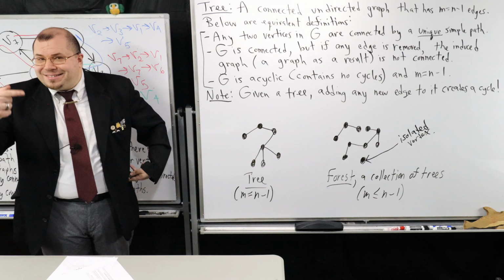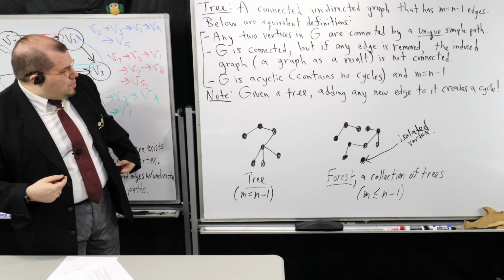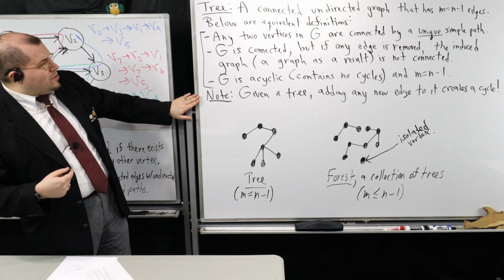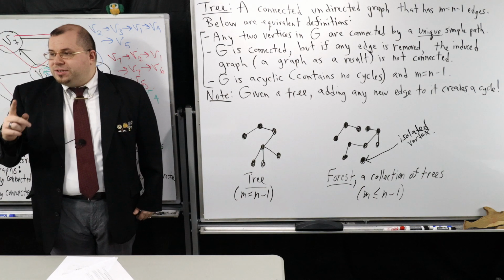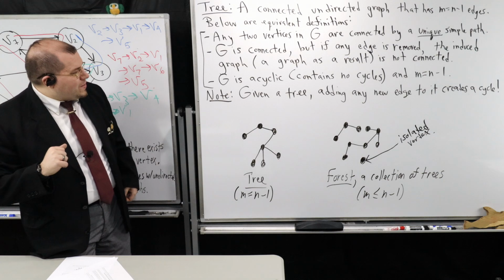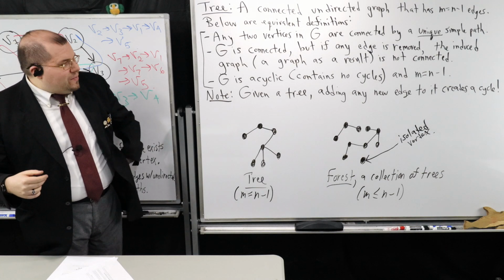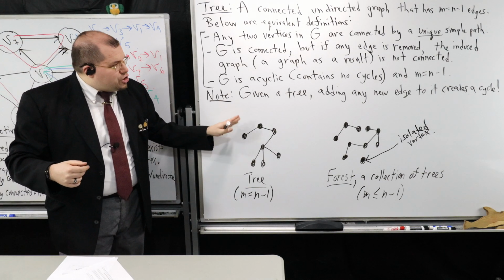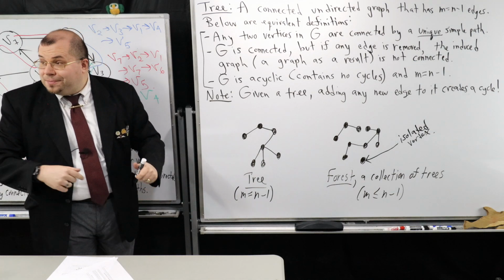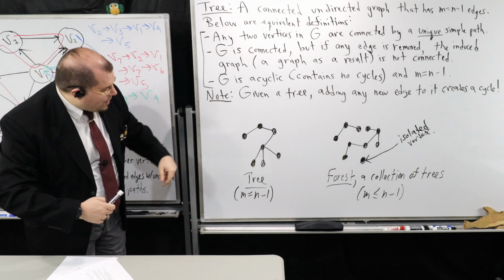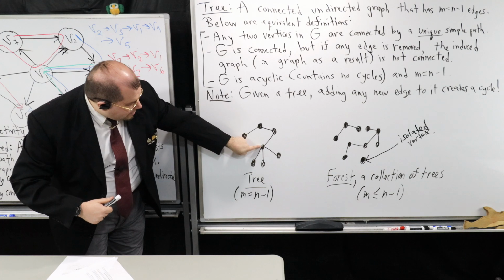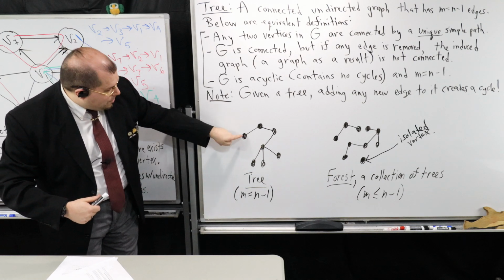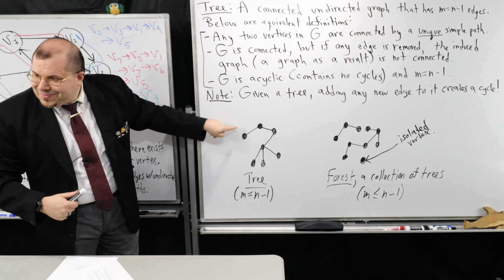So you cannot find a single cycle in it. One neat property, and keep in mind there is another way of characterizing a tree using what I have in this note here, is that if I give you a tree and I attempt to add any new edge to it, it actually creates a cycle. For example, if I were to put an edge right here on this tree, it would create a cycle like this.